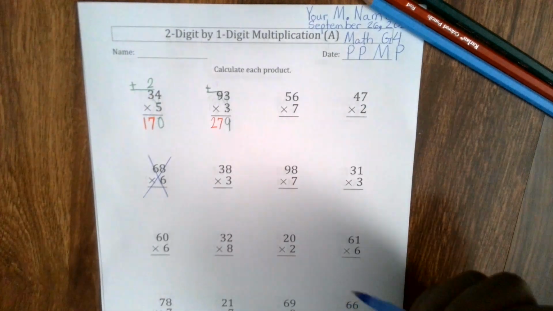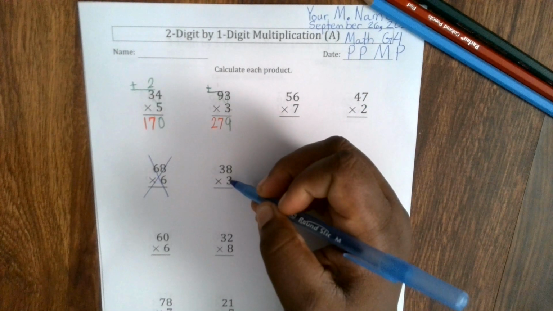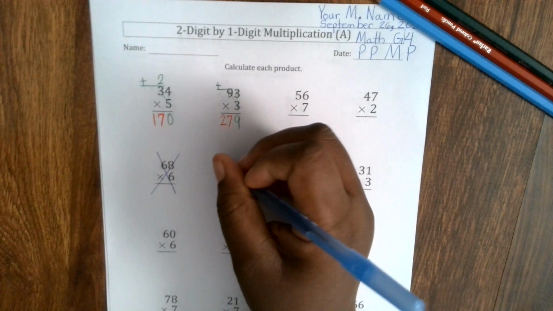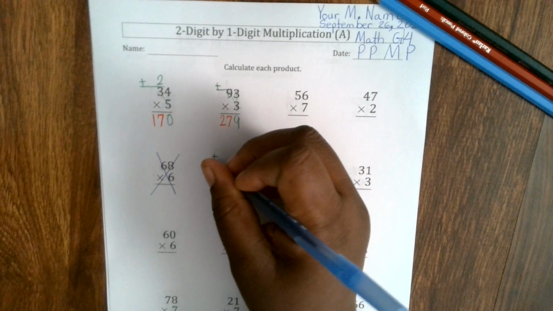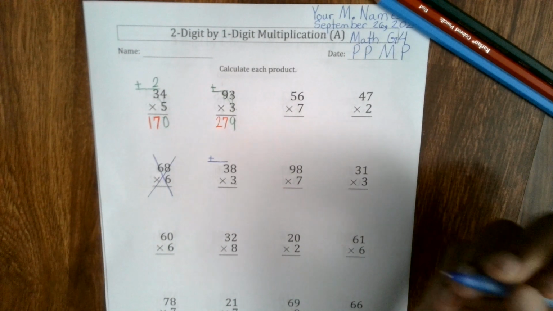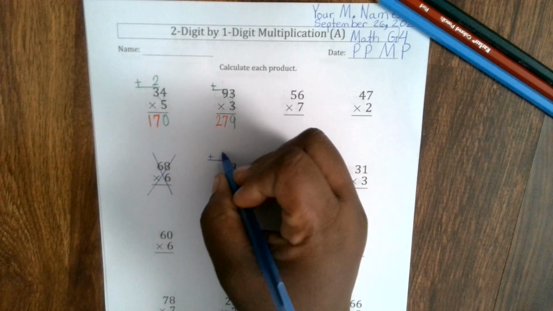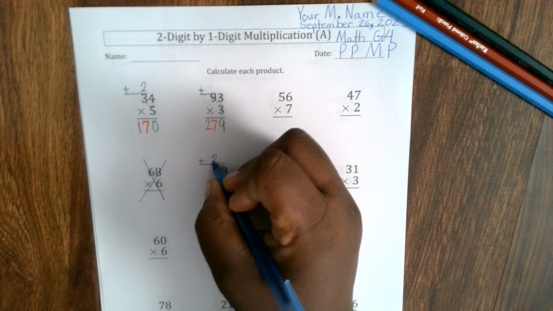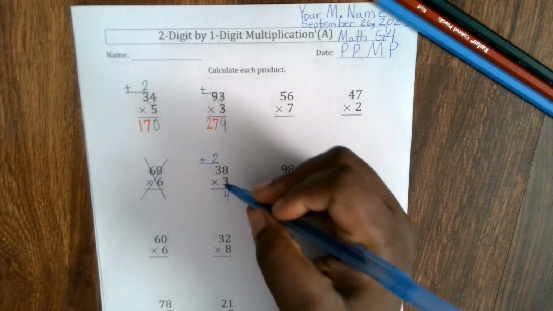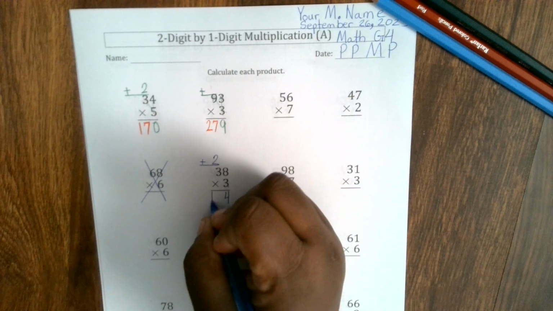38 times 3 equals blank. To solve this problem, I would have to do 3 times 8, then 3 times 30. And I will add and regroup as I go. I'm doing this problem because I've learned my 3 times tables, and I am responsible for knowing them at this time. 3 times 8 is 24. That's 2 tens, 4 units. 3 times 3 is 9. 9 plus 2 more is 11.